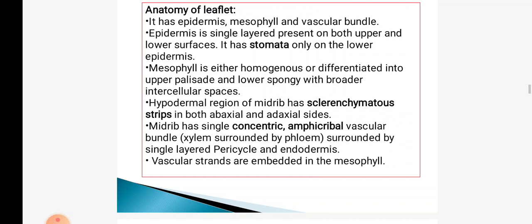Hypodermal region of midrib has sclerenchymatous strips in abaxial and adaxial side. That is, on upper and lower surface, sclerenchymatous strips are present in the midrib region. Midrib has single concentric amphicribal vascular bundle. Xylem is surrounded by phloem.